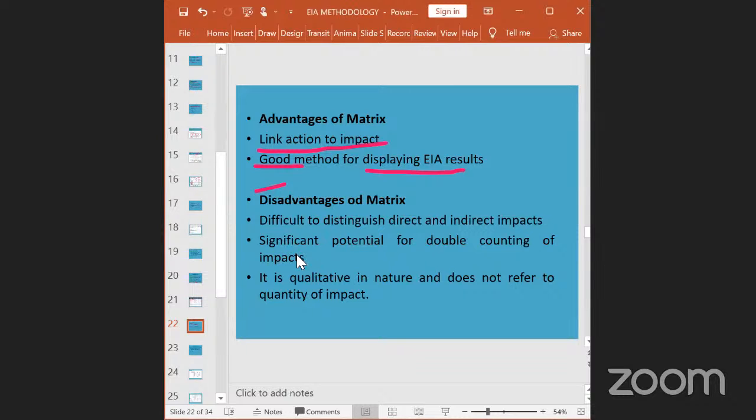These are the advantages. And disadvantages: it is difficult to distinguish direct and indirect impact using this method. And there is significant potential for double counting of impacts also. And next, it is qualitative in nature and does not refer to the quantity of impact. So these are the disadvantages of matrix.